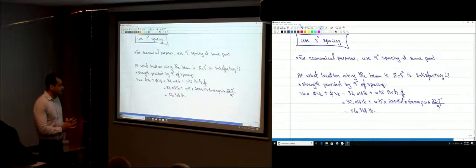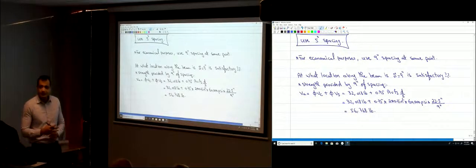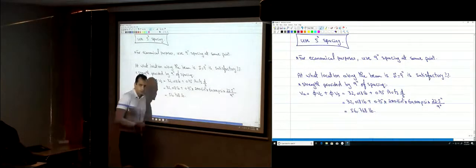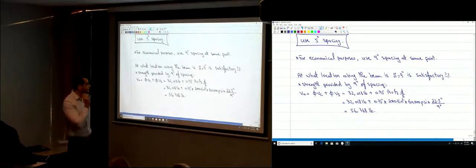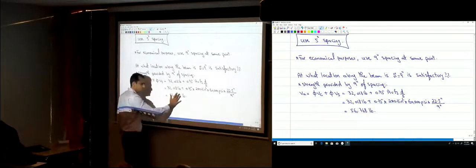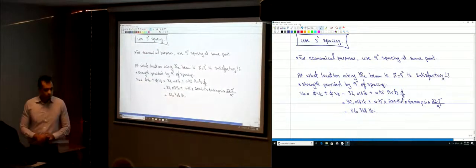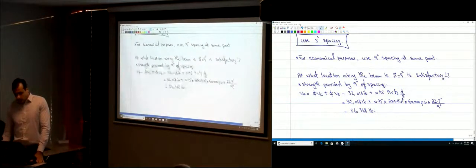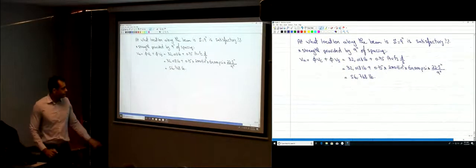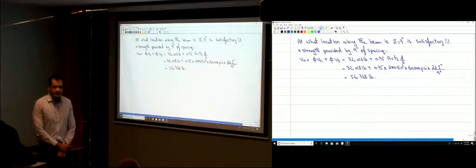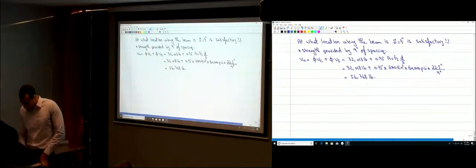So what does this say? When the shear is 56,768 pounds or less, 9 inches of spacing is good, right? Because that's what 9 inches of spacing can provide. If the shear is larger than this value, then 9 inches of spacing is not enough, and you're going to use the 5 inches of spacing. So now, where is the point where the shear is equal to or less than 56,768? Let's draw the shear force diagram.